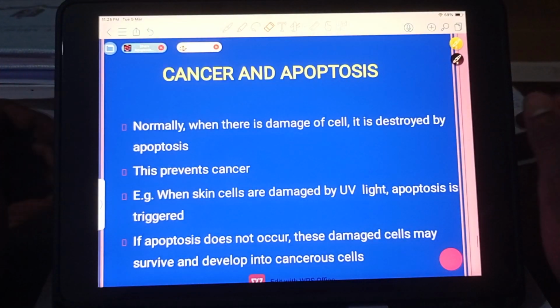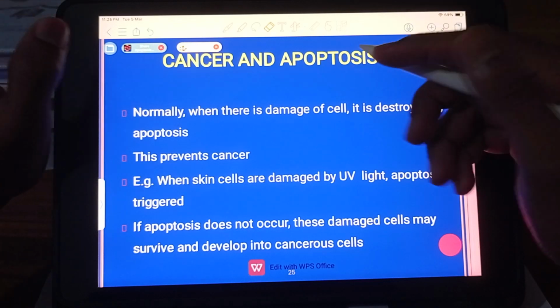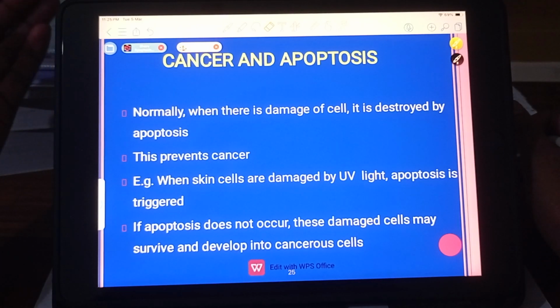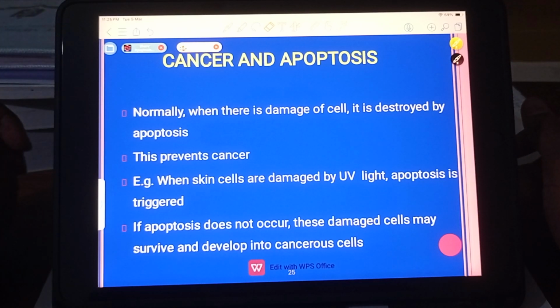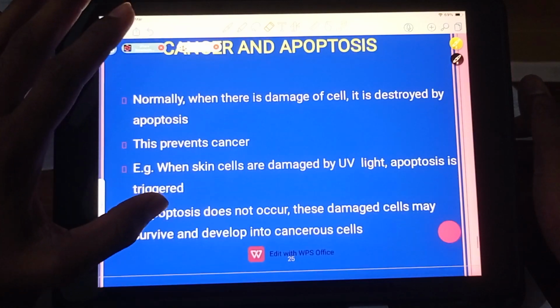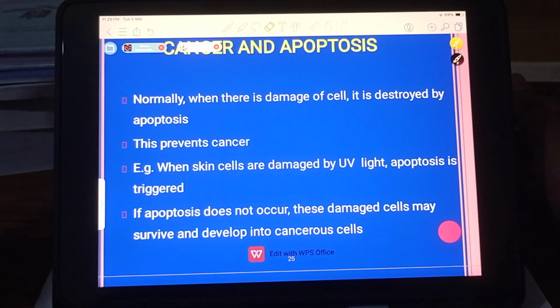Then what about cancer? Actually, apoptosis will prevent cancer. How do you know? If there is any UV attack on our body when we go out, the cells will get damaged. So that damaged cell has to be removed by our body. Apoptosis will help to remove that damaged cell and prevent cancer. If there is no removal of that damaged cell, the cells will accumulate and give rise to a tumor. So in tumor it is really important. That is the basic orientation that you have to understand.